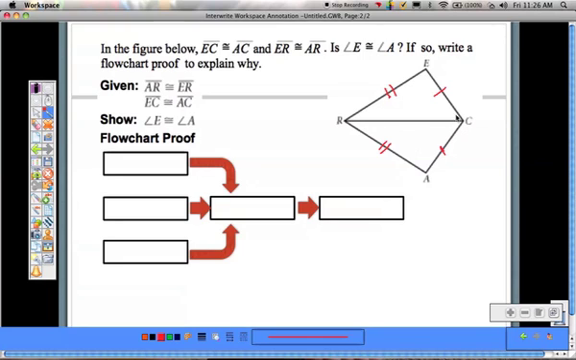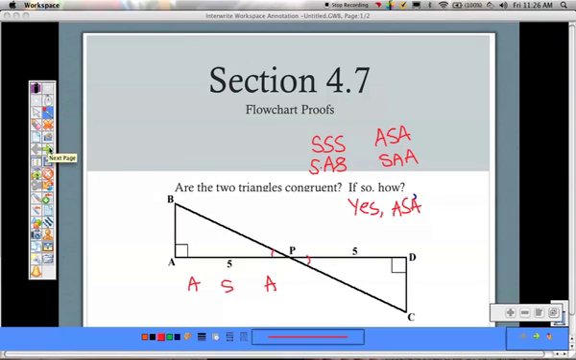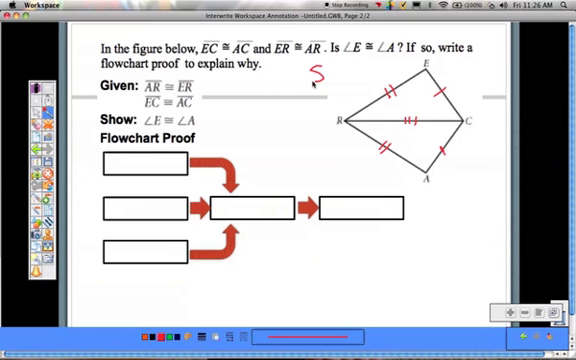All right, so we have what's marked, but there's also one other thing that they have in common. It's this side RC, and they both share that. Now we have to figure out which theorem we can use to prove the triangles are congruent. It should be one of these four. If you notice, we have side, side, side. So that's our strategy, side, side, side.